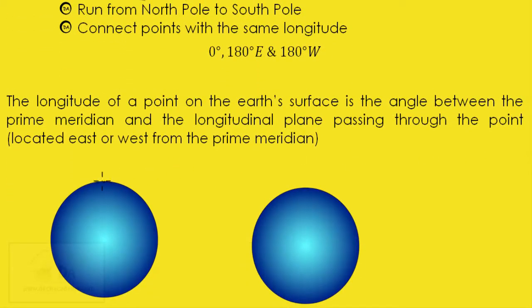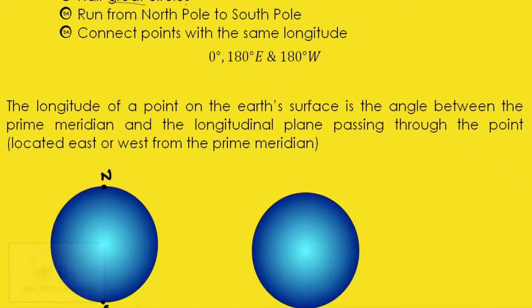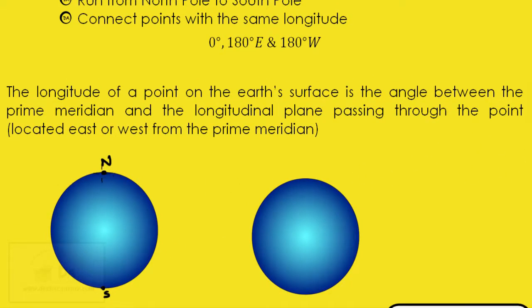So, of course, the North Pole lies somewhere at the top tip of the sphere, and the South Pole lies somewhere here. And an example of a line of longitude would be just any line that is a half circle that runs from the North to the South Pole. So these are important lines of longitude.